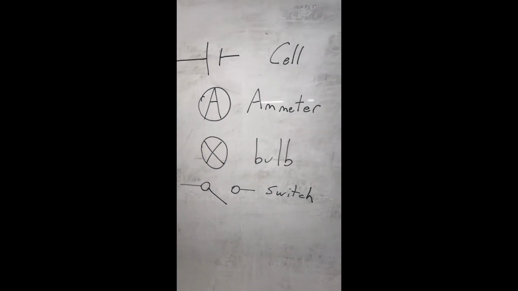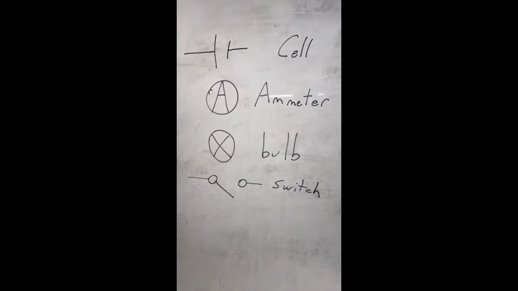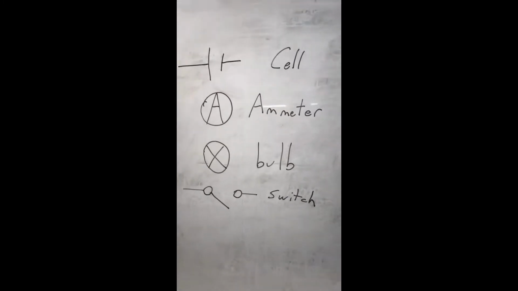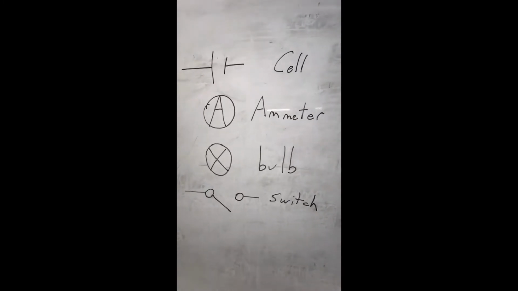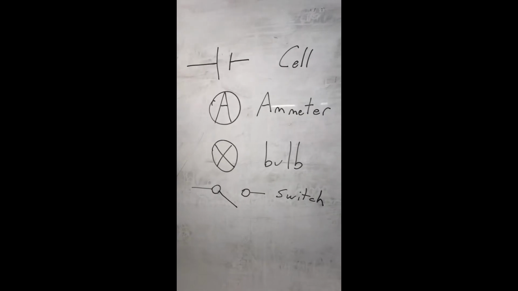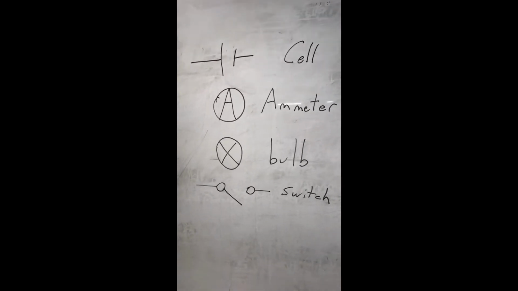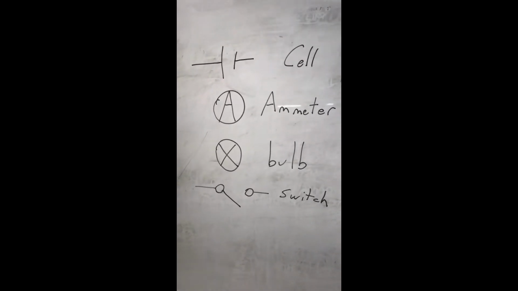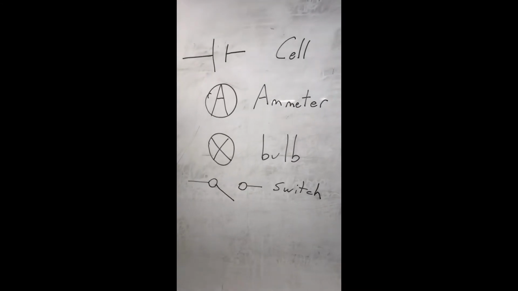Today we'll be investigating current. But first, we need to identify common circuit symbols. The first symbol is a cell. A cell is just one part of a battery. When we add many cells together, we make a battery.